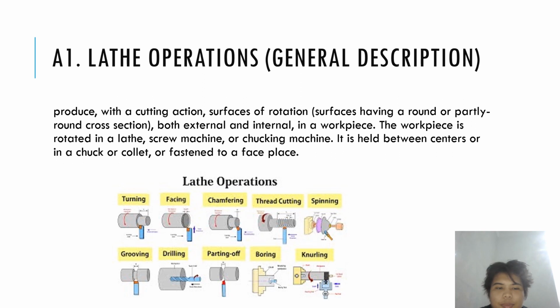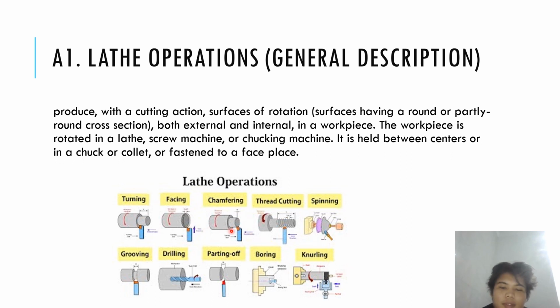In general description, it is produced with a cutting action, a surface of rotation, and it can be both external and internal in a workpiece. So this is an example of lathe operation. It's turning, where the workpiece is rotating and the tool is cutting, just pushing in. The difference with facing is that facing only happens on the face, while turning only happens on the body.